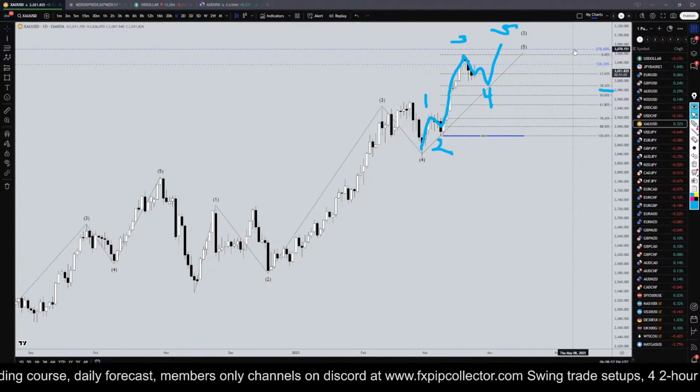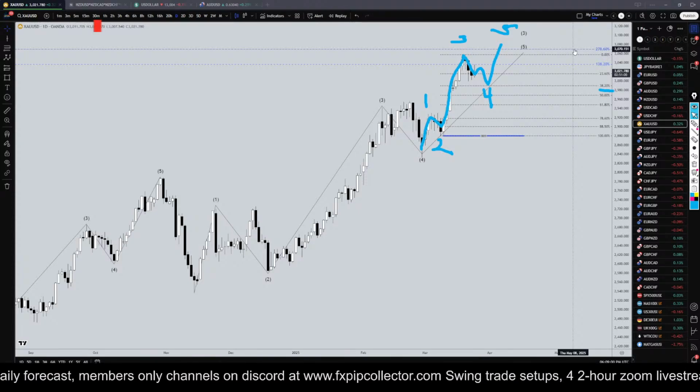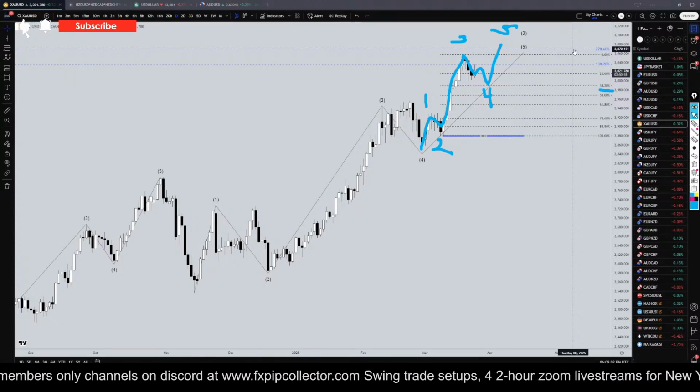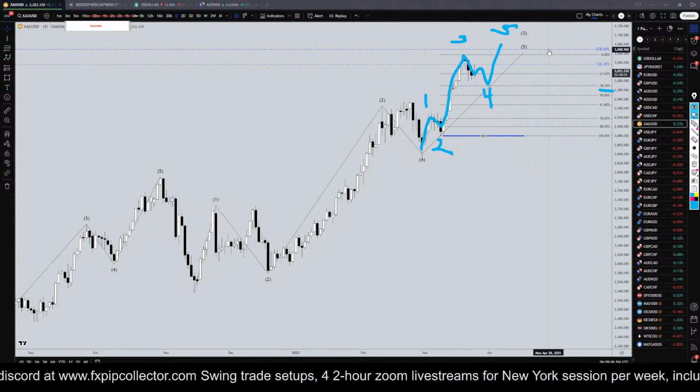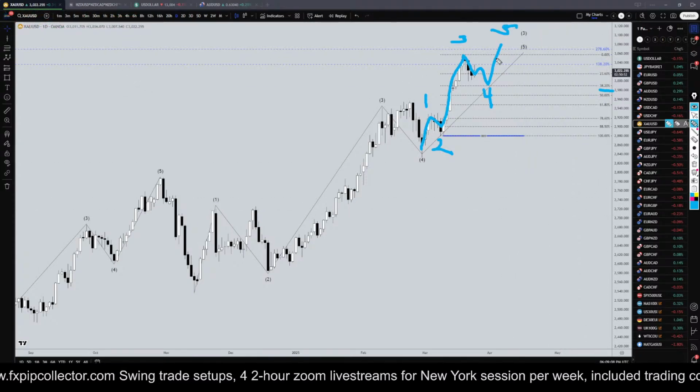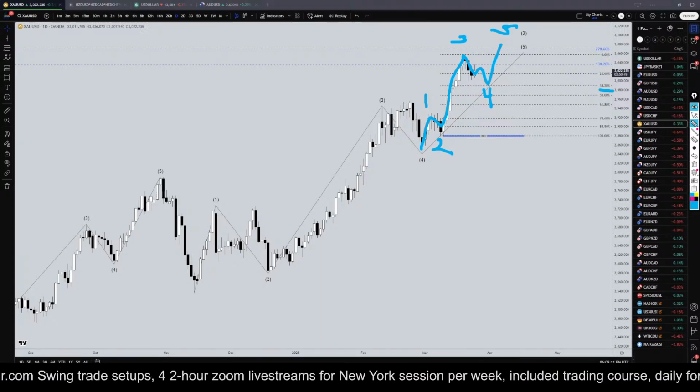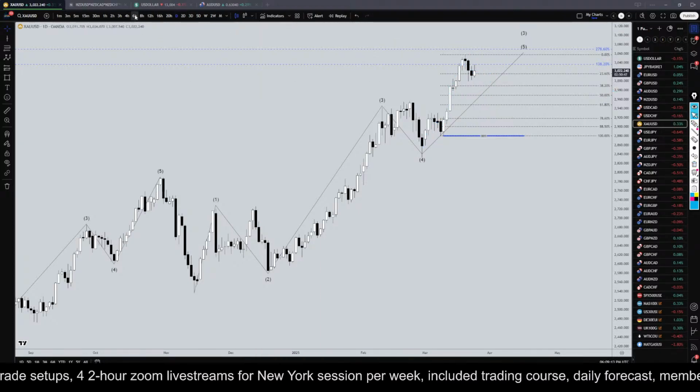Let's see here. Yeah, 3070 is the 278% Fibonacci extension on the weekly time frame. So that's definitely going to be a pretty big area of resistance, I would imagine. I think we are very likely to make a push up to that area.